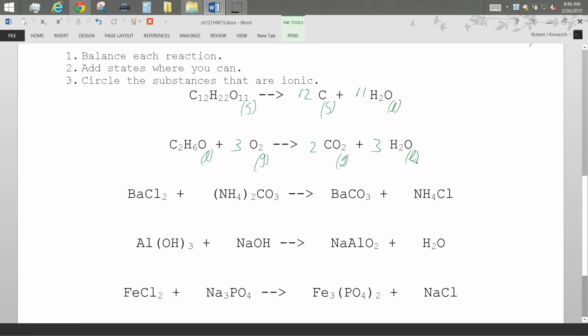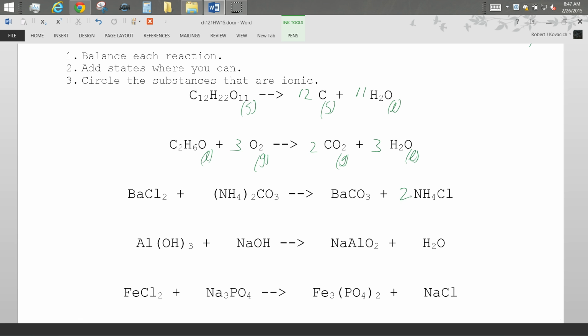Do I circle anything? Bless you. Nope, no ionic compounds there. No metals there, no polyatomic ions, so nothing. All right, so how do I balance this next one? The bariums look okay. The chlorides are not okay. The ammonias are okay. So if I put a 2 right there, I think that's it, isn't it? Yeah, 2 Cls, 2 Cls, 2 ammonias, 2 ammonias.